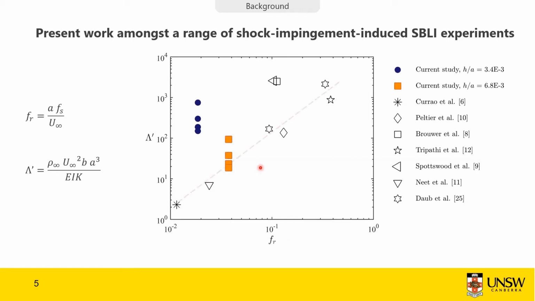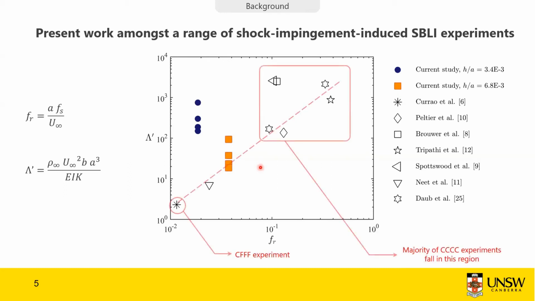As we can see here, there's a linear trend between all these experiments. It turns out that the very bottom case is a cantilevered, clamp-free experiment. It's interesting to note that the majority of the fully clamped experiments sit in the upper right region. So the importance of my contribution is really bridging the gap between these cantilevered and fully clamped panels, trying to understand the basic fundamentals that govern the fluid-structure interaction.